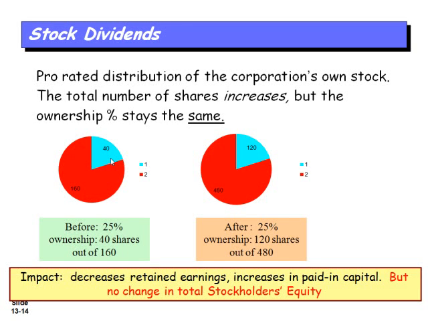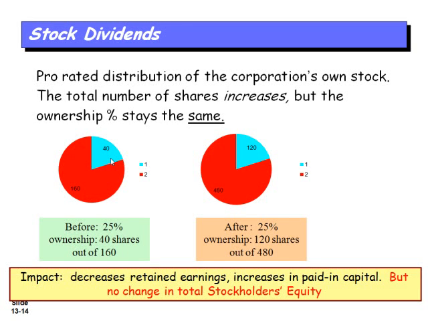Okay, let's go on to stock dividends. Stock dividends are a prorated distribution of the company's own stock. So the company essentially issues more stock, increasing the number of shares outstanding. If you are a stockholder, and at this time there are 160 shares outstanding, and you own 40 of them, you own 25% of the company.